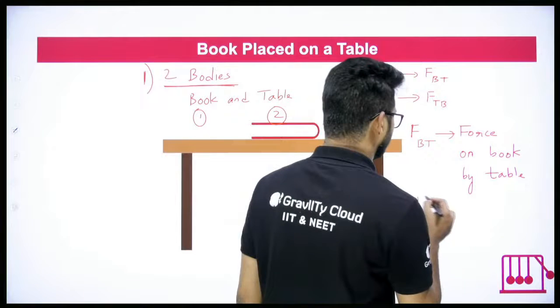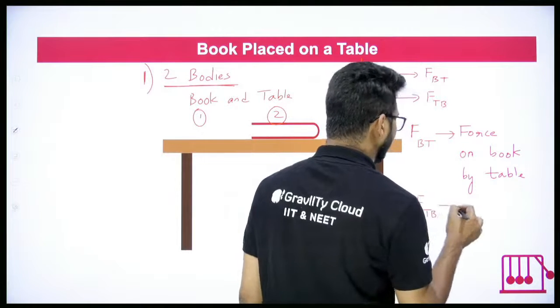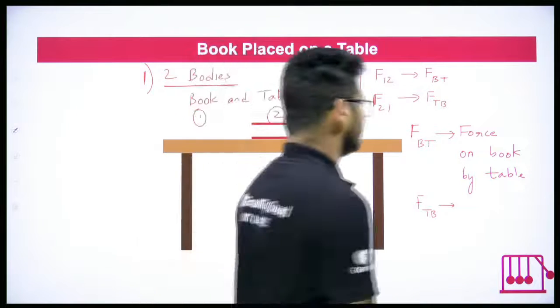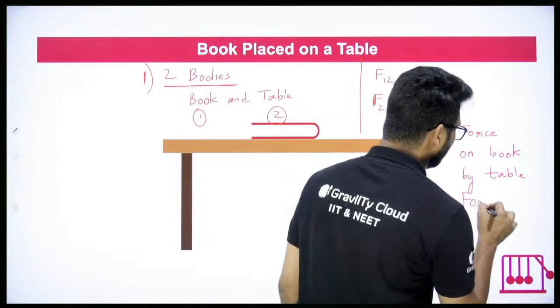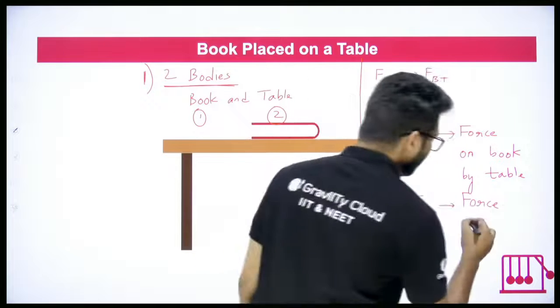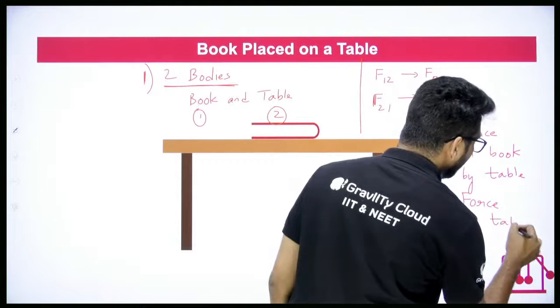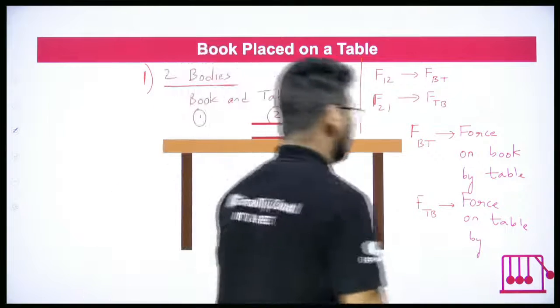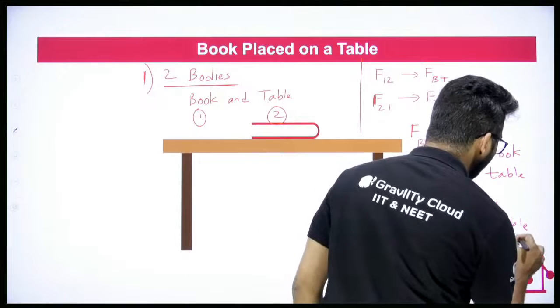Then second comes FTB. Again, the order, on comes first, by comes second. So force on T. T is for table, on table. By is for what? By is for B. B for book. Force on table by book.